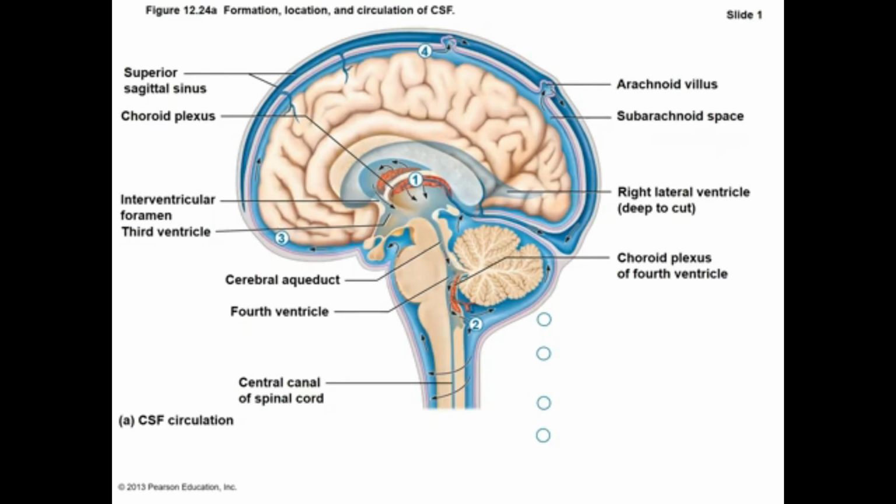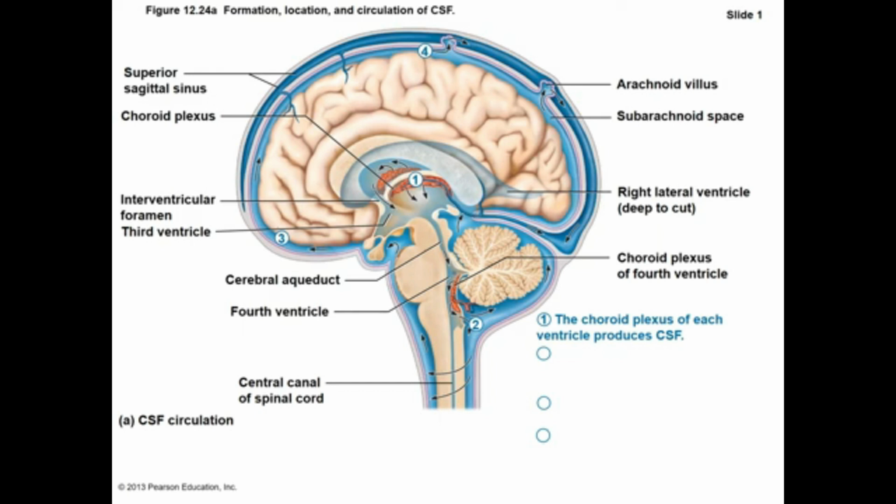Now we're going to take a look at the formation, the location, and the circulation of cerebrospinal fluid. The first thing to tell you is that the choroid plexus of each ventricle will produce cerebrospinal fluid. And if you look at the orange colored structures, one of them is around the prominent number 1 in the middle of the diagram, you'll see the choroid plexus for the third ventricle.